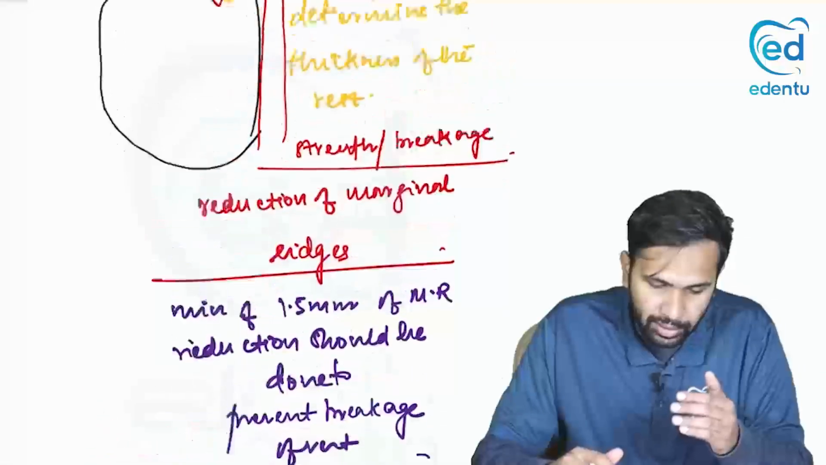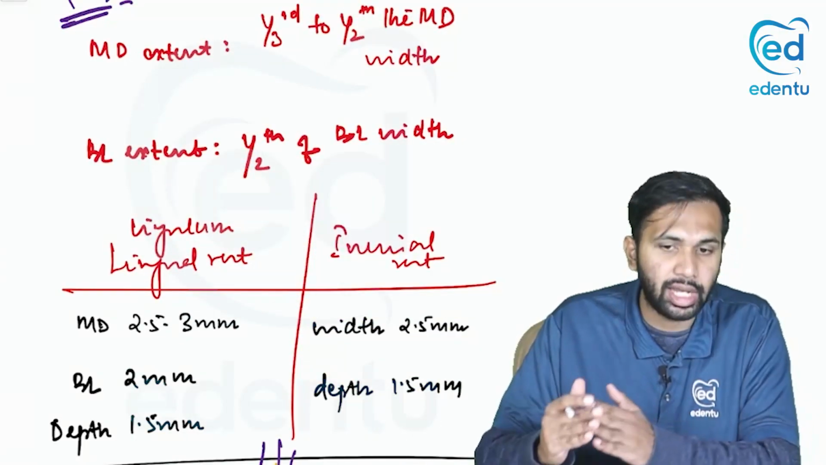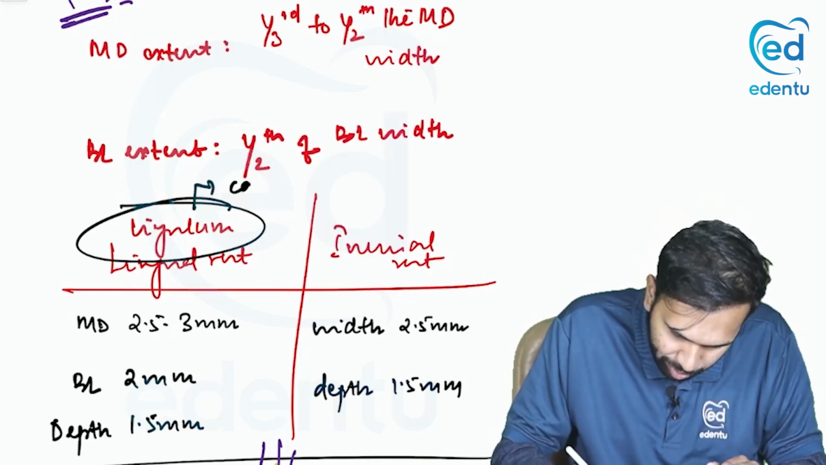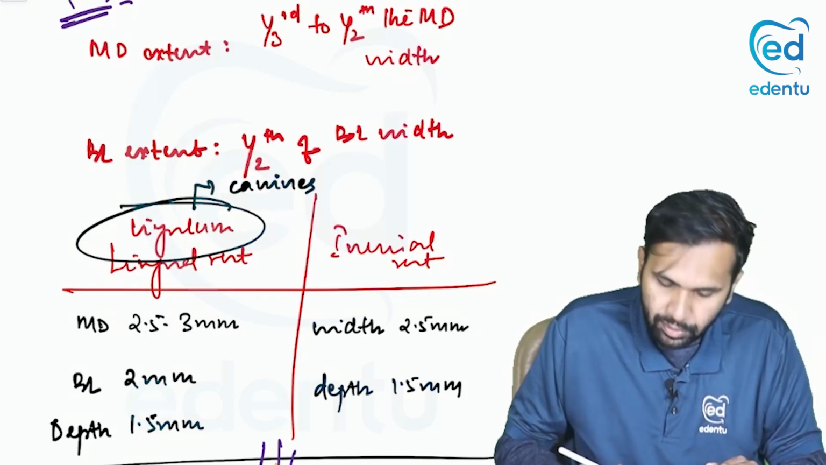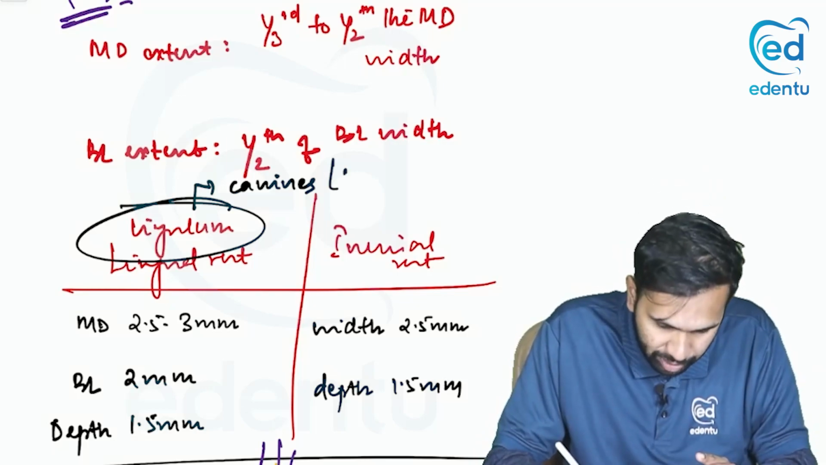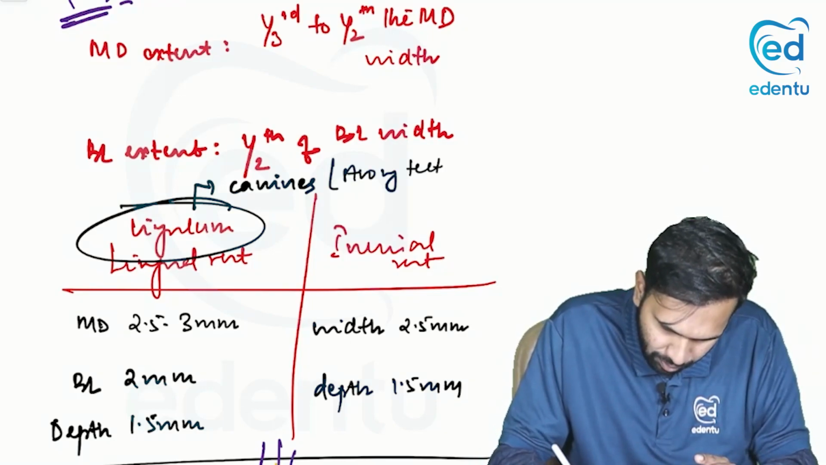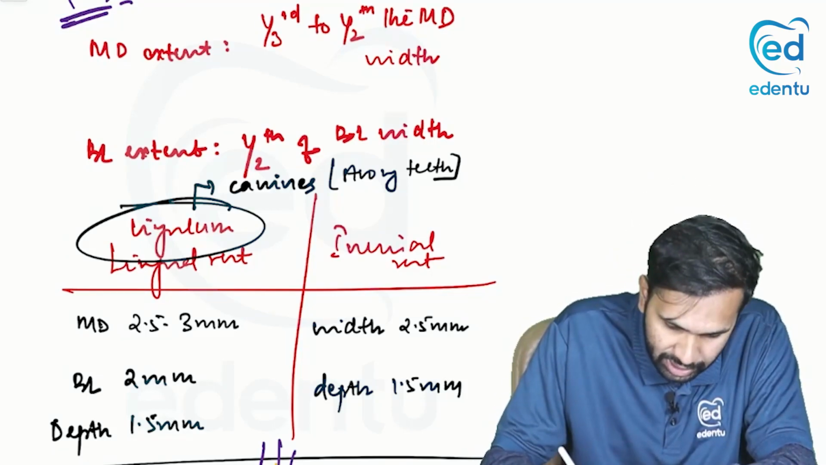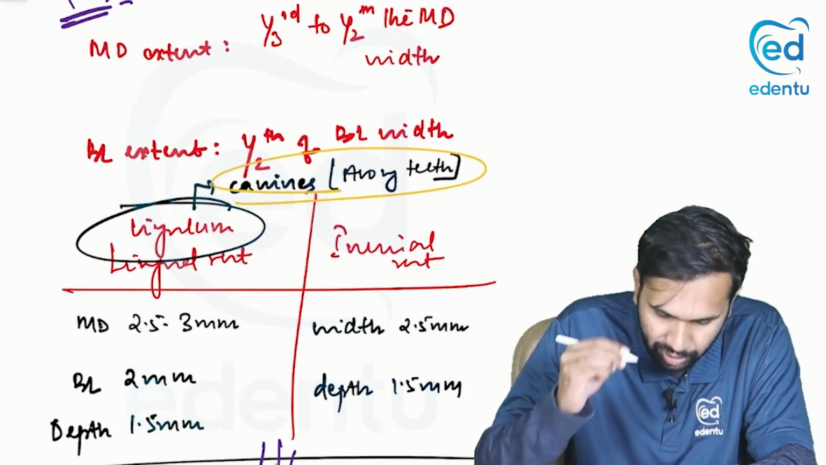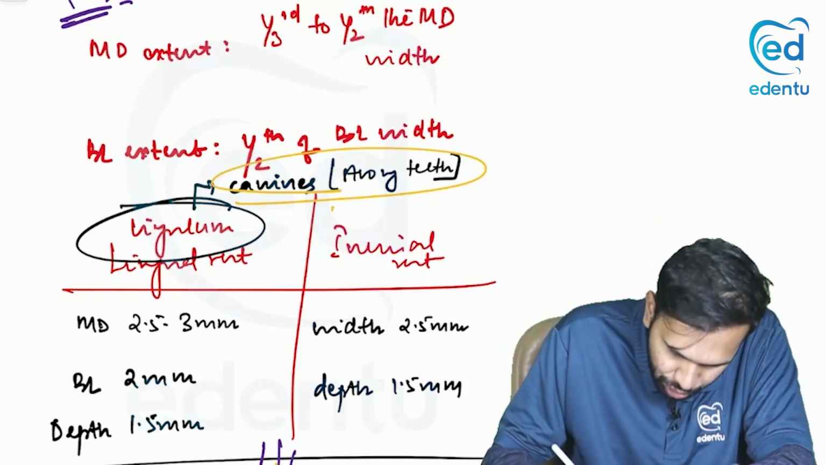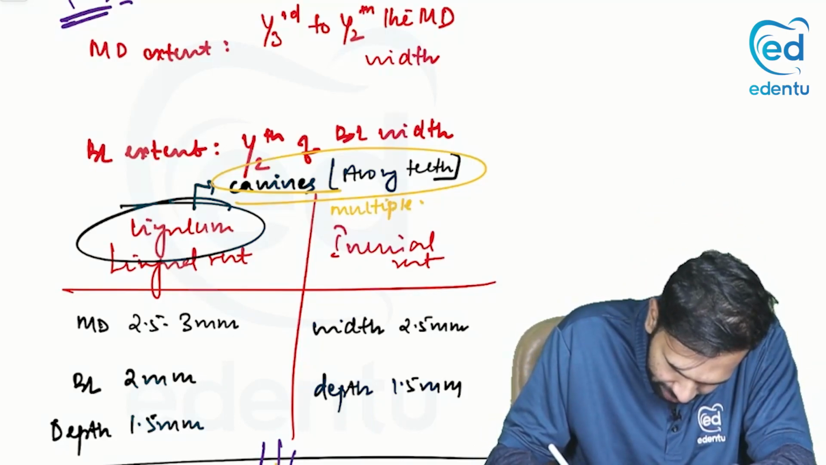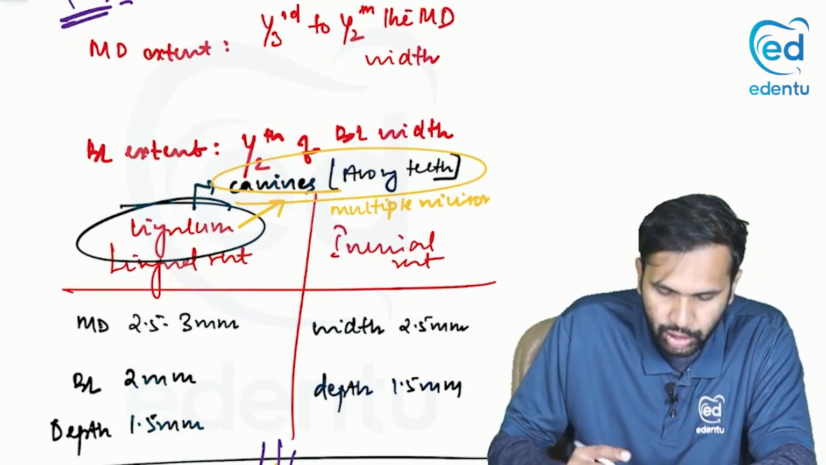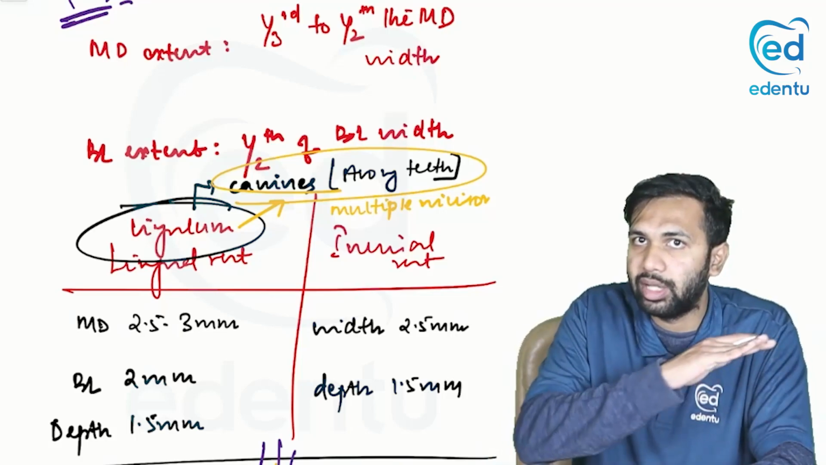Still, I have given you the dimensions of your cingulum rest and incisal rest. This cingulum rest, preferably, should be given on canines, because canines are strong teeth. And if canines are not available for your cingulum rest, then you should give it on multiple incisors, not on a single incisor. Cingulum rest should either be given on a canine or on multiple incisors.